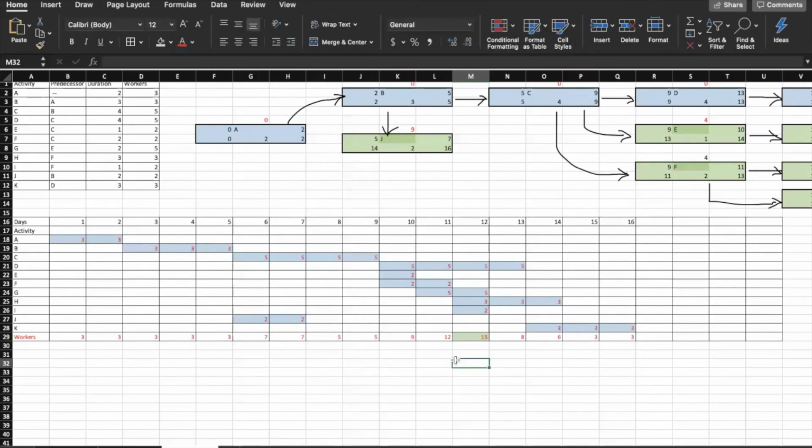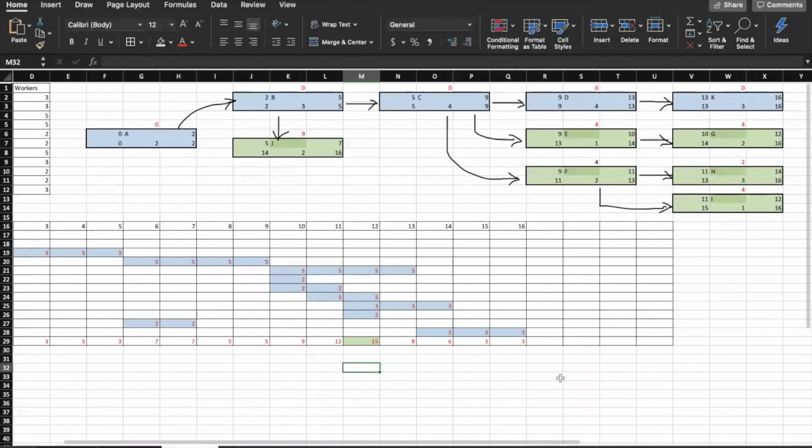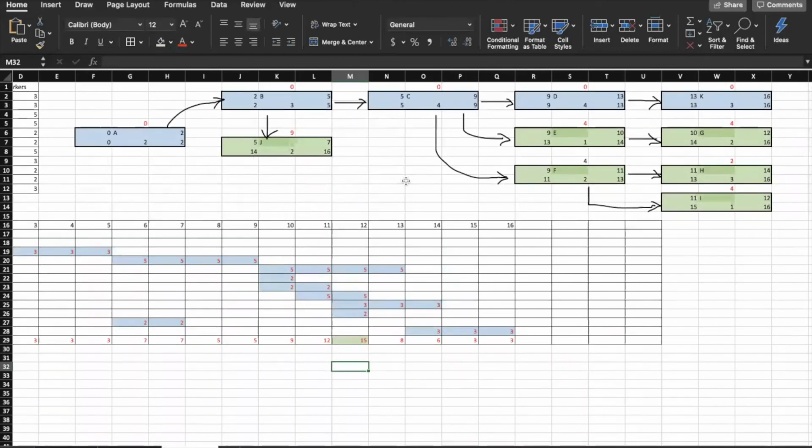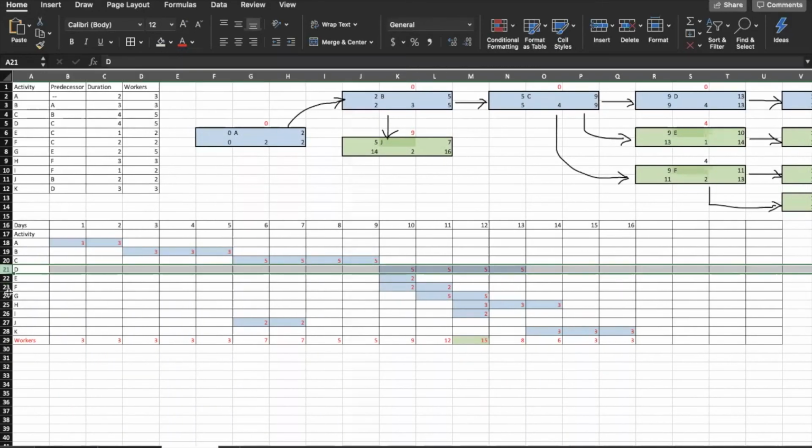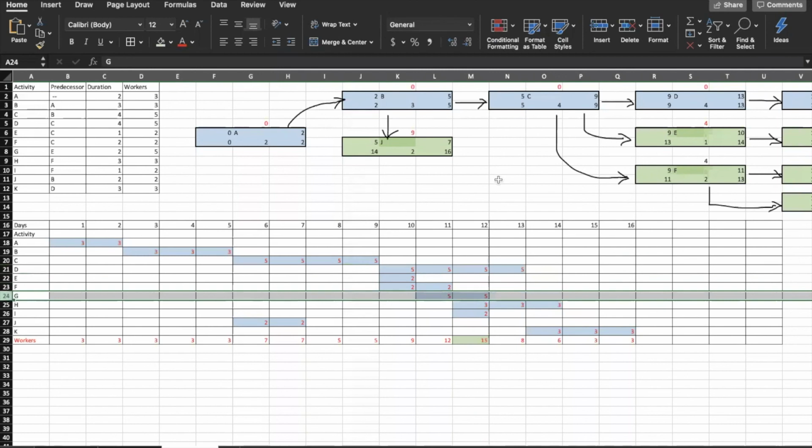So let's see if we can move some of the non-essential work or non-critical work around, and we can lower the number of workers on day 12. So we can do this again by moving any of the green colored vertices or activities. So we have those as J, F, E, and G.